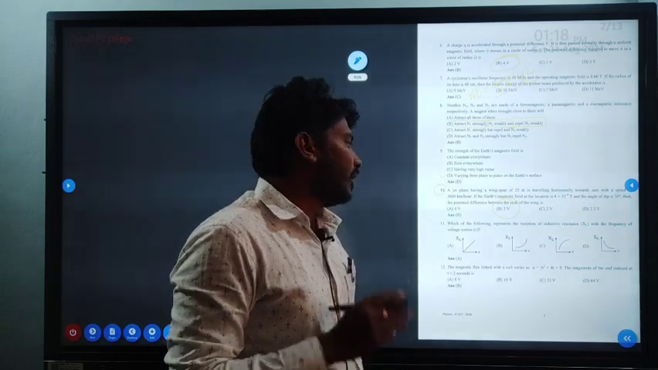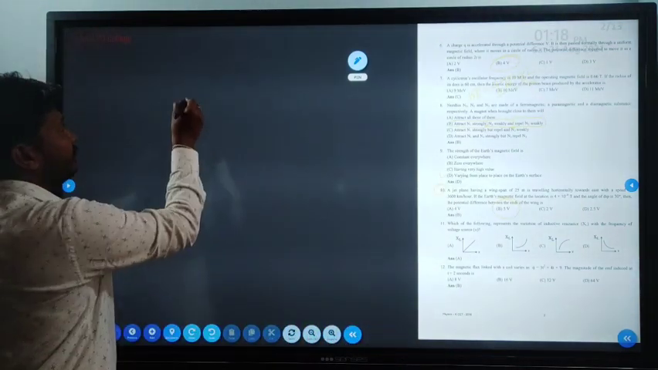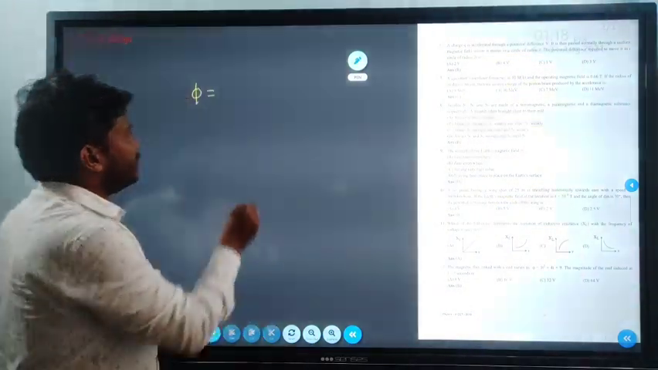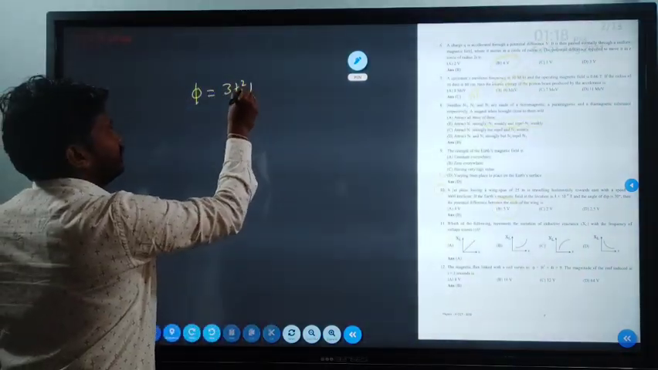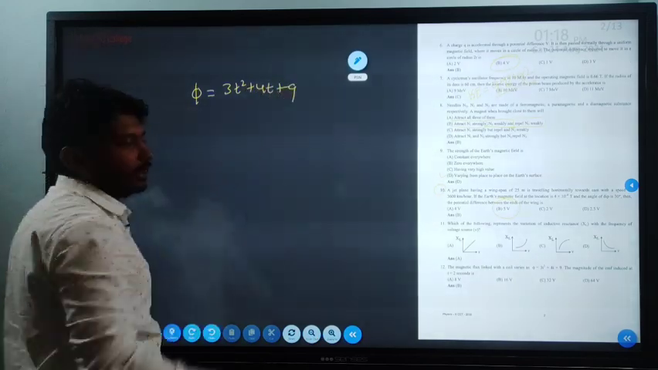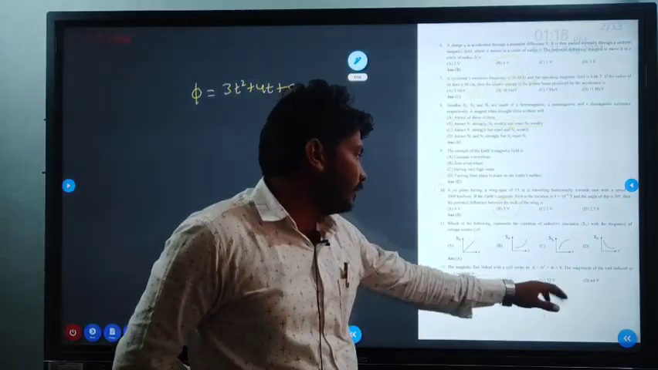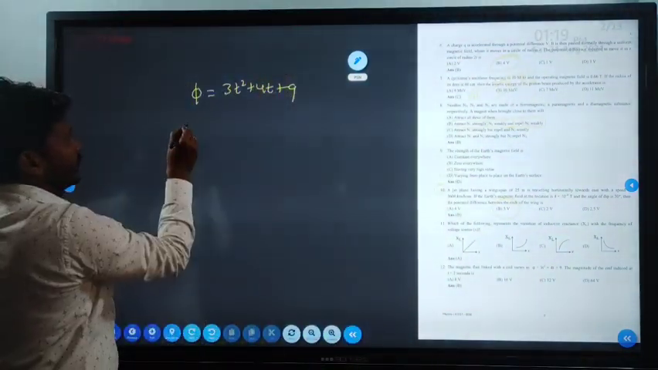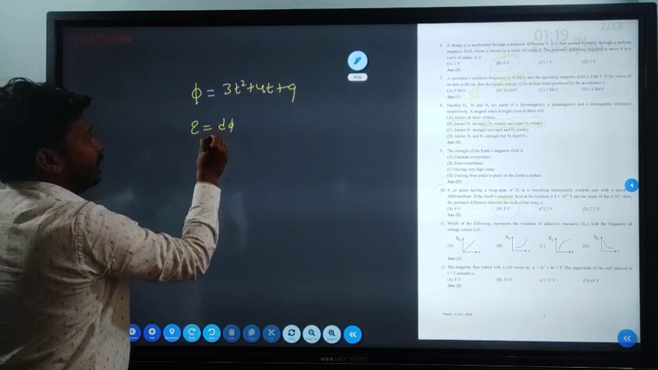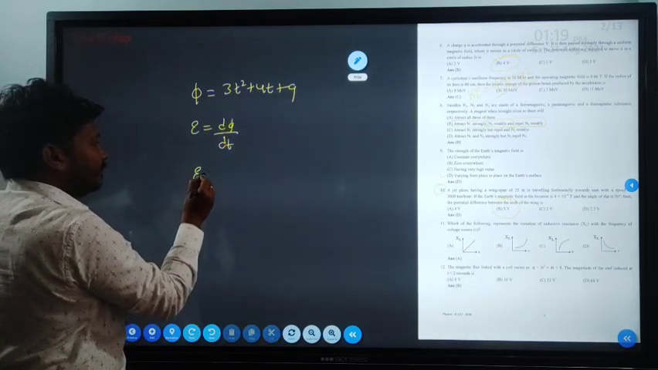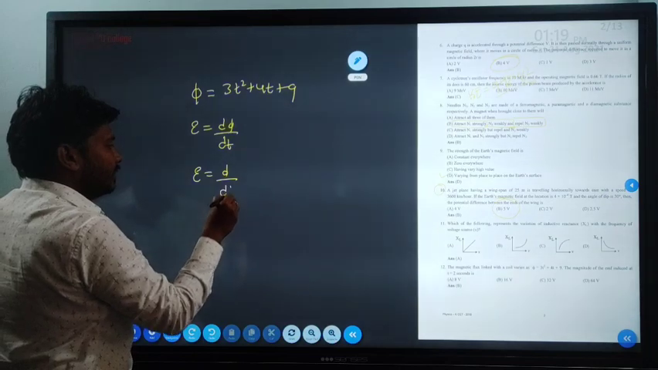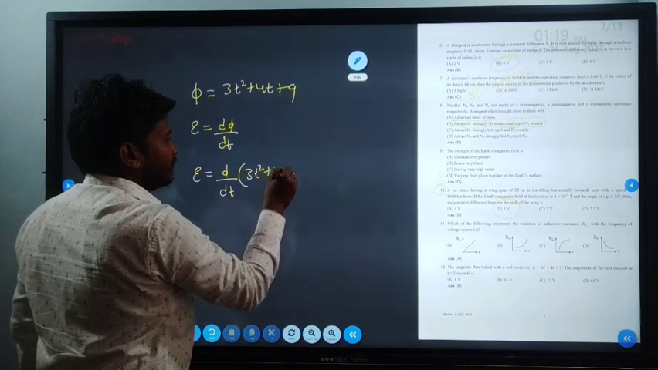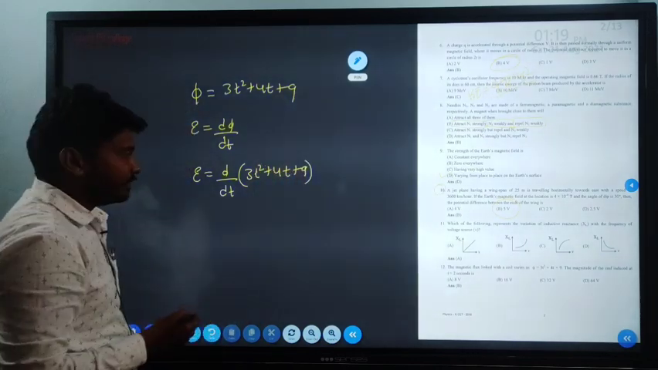Magnetic flux linked with the coil varies as, so magnetic flux they given in terms of equation phi, which is equal to 3t square plus 4t plus 9. They given magnetic flux value, and they asked to find out that EMF at a time t is equal to 2 seconds. So from Faraday's second law, E, which is equal to d phi by dt. So d by dt of, phi value is how much? 3t square plus 4t plus 9 we shall consider.